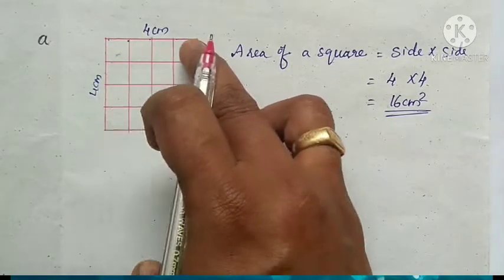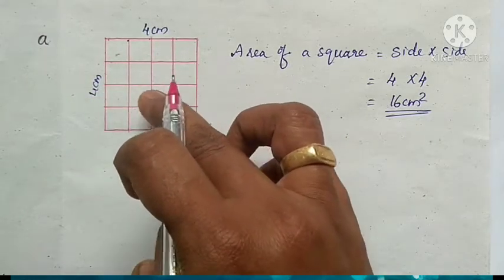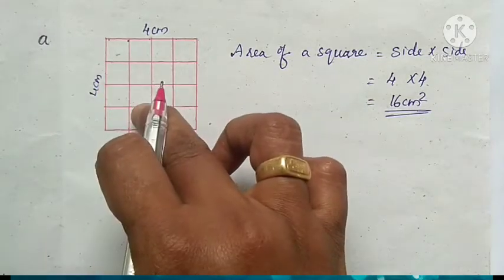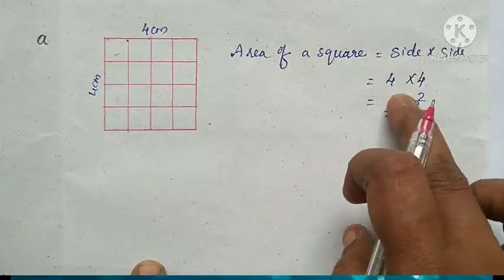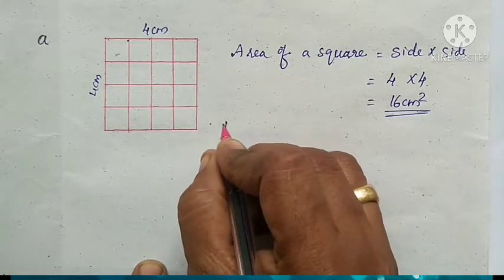Otherwise we can count the squares. 1, 2, 3, 4, 5, 6, 7, 8, 9, 10, 11, 12, 13, 14, 15, 16. So the area is 16 centimeter square. Otherwise we can use the formula to find out the area. Understand?